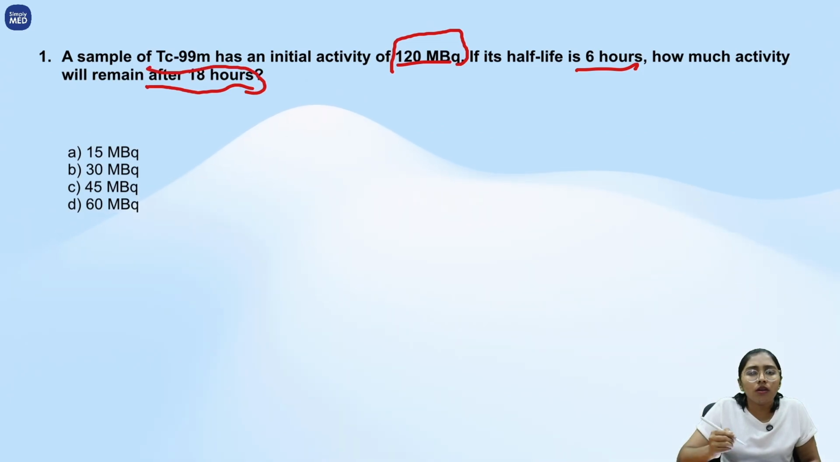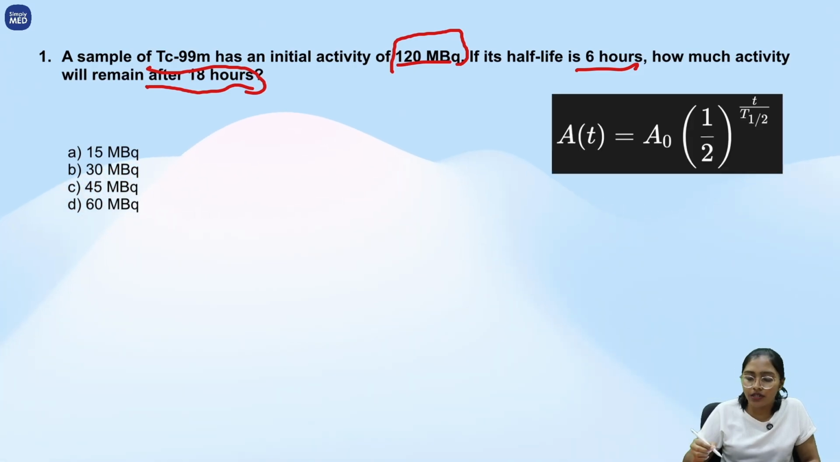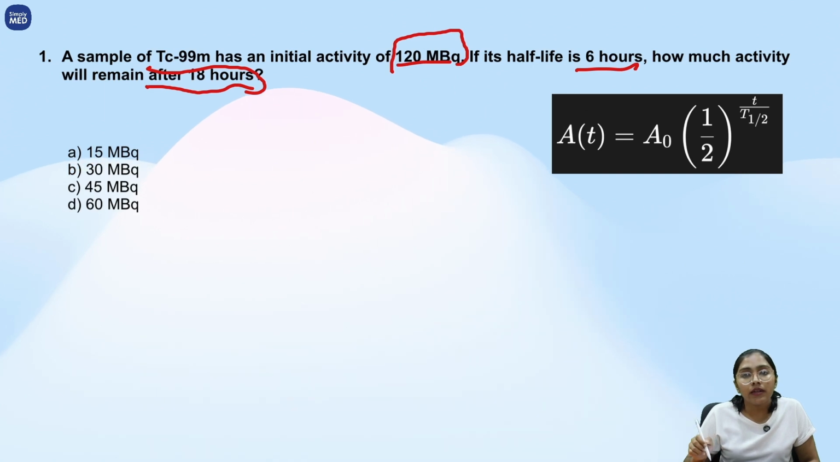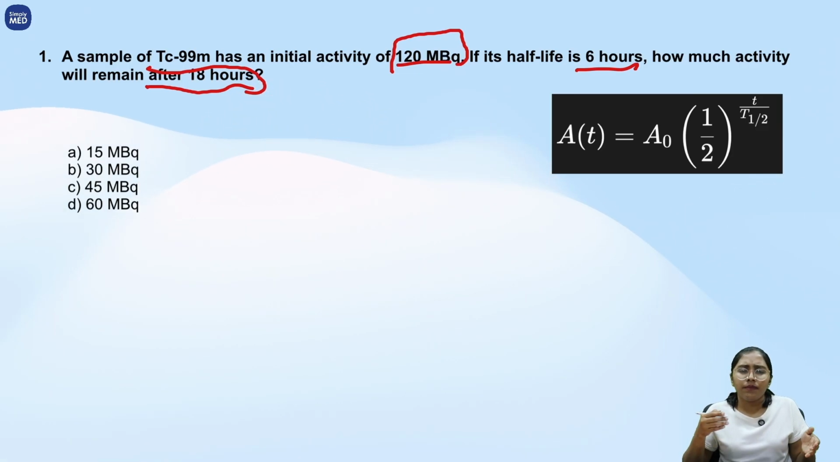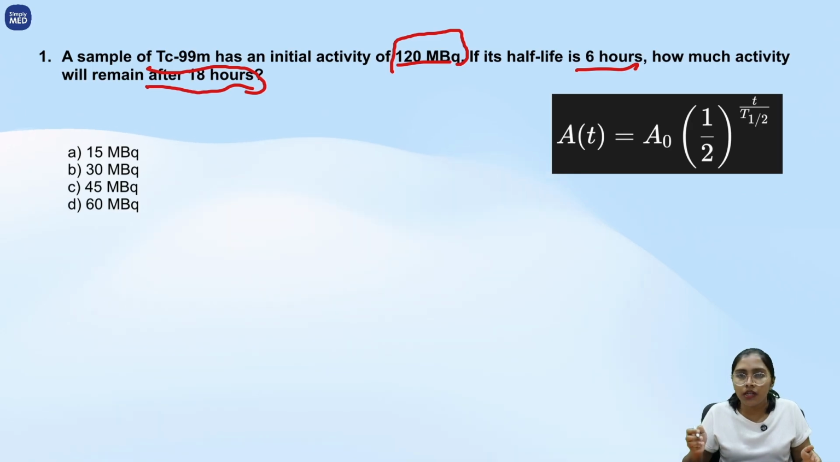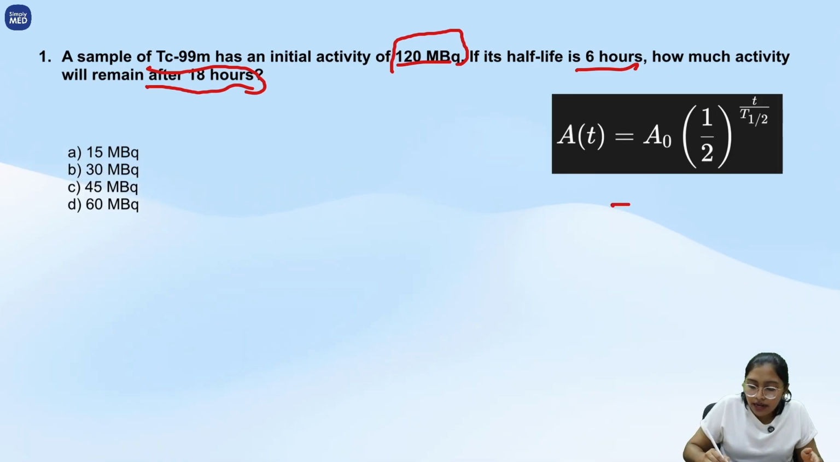In order to solve this, we have an equation. We call it radioactivity disintegration equation, radioactivity decay equation, or half-life equation. So the equation is A_T is equal to A_0 into 1 by 2 raised to t by T half. Now when first looking at this equation, it could feel like a complex equation, but once you practice it enough, it will become easier for you. Let me break down the variables for you.